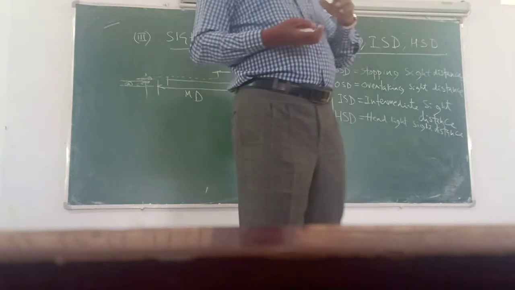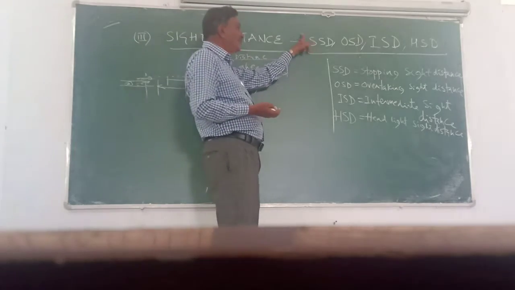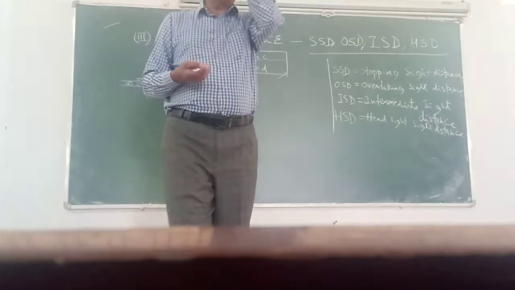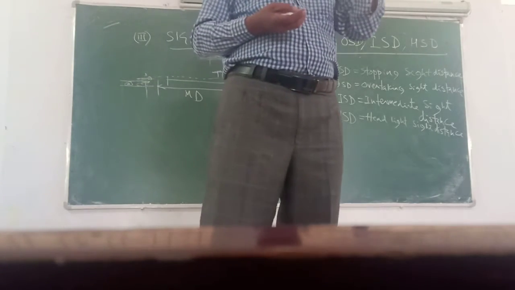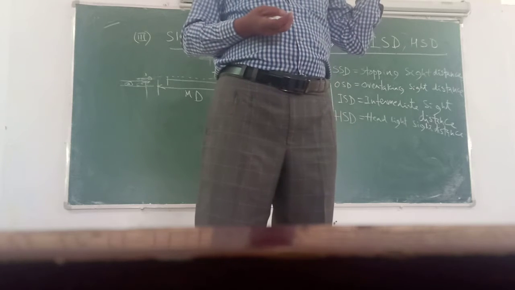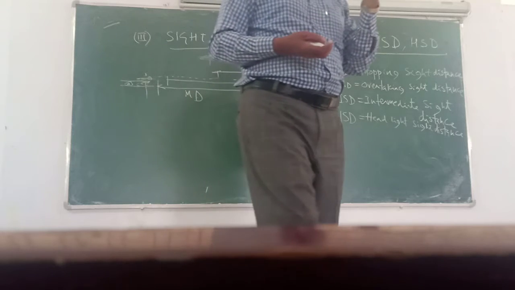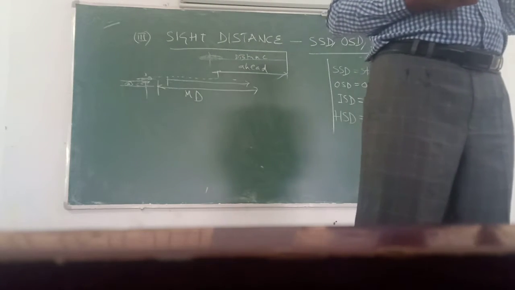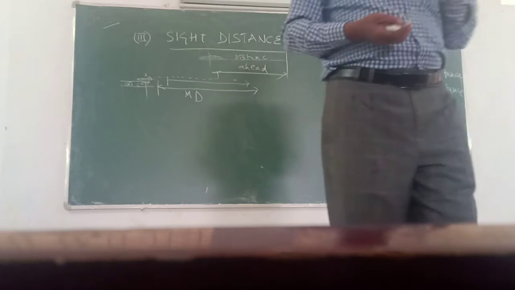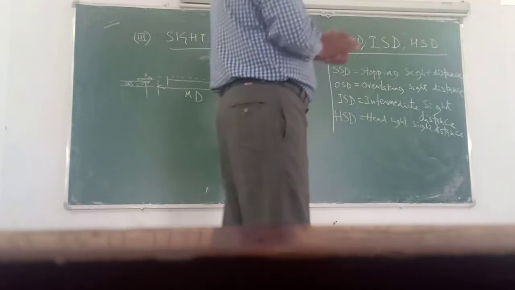Now the question comes, what exactly are the sight distances? Of course, the sight distances are four. One is the stopping sight distance, which we call SSD. Then the overtaking sight distance, which we call OSD. Then the intermediate sight distance, which we call ISD. And there is also one more, called the headlight sight distance. They are also given different names.